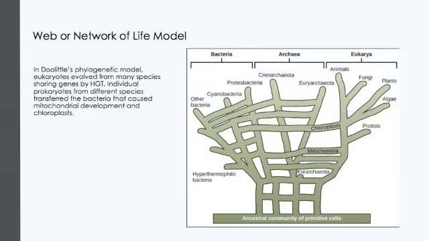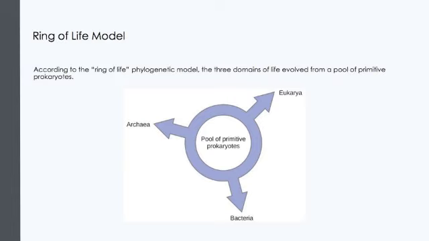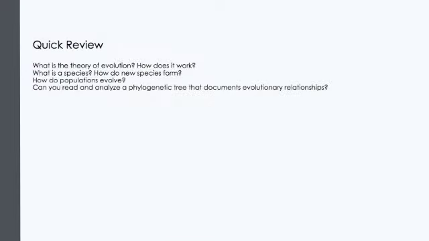Moving on, in Doolittle's phylogenetic model, eukaryotes evolved from many species sharing genes by horizontal gene transfer. It is hypothesized that individual prokaryotes from different species transferred the bacteria that caused mitochondrial development and chloroplastic development in eukaryotes and archaea. And in this slide, we see the ring of life model, which, according to the ring of life phylogenetic model, the 3 domains of life evolved from a pool of primitive prokaryotes.